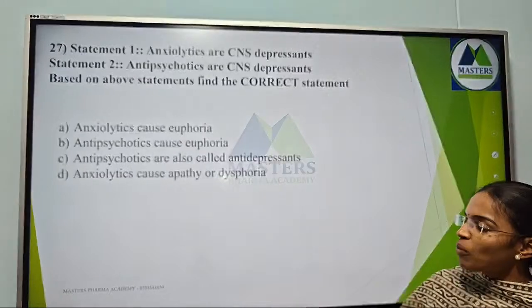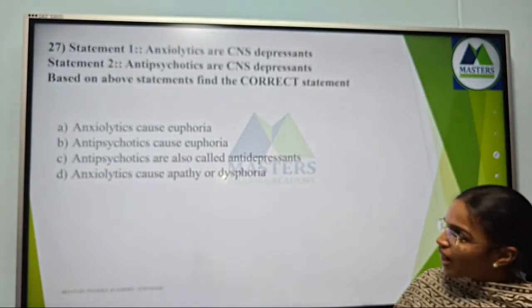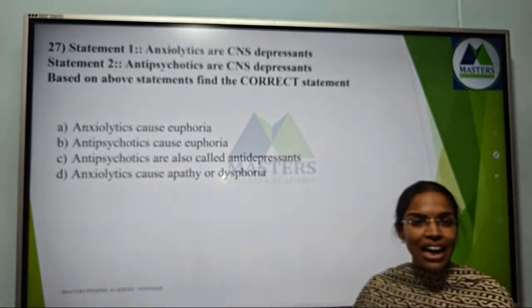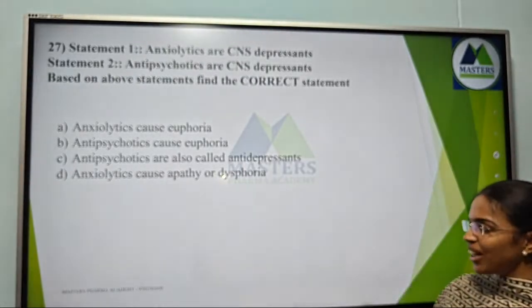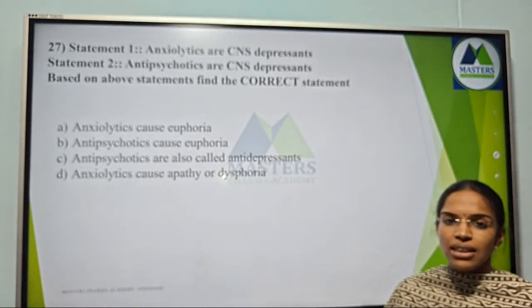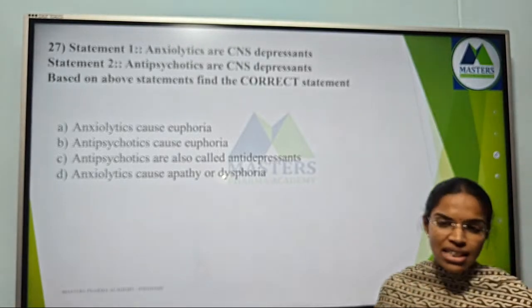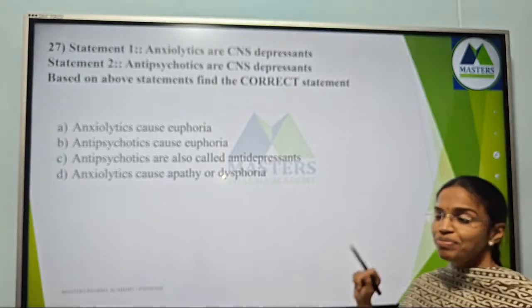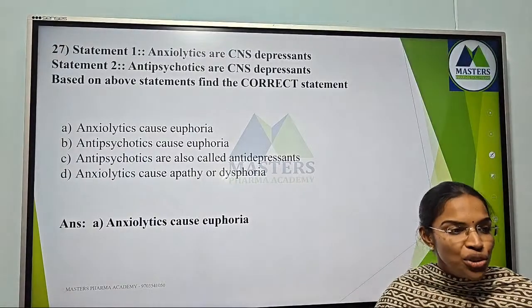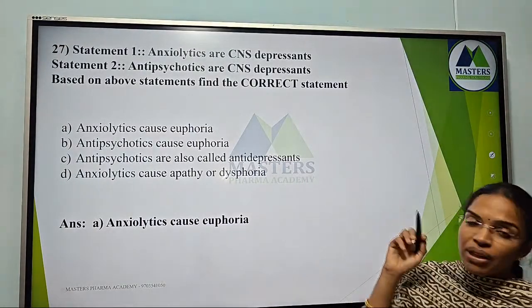Option A, anxiolytics cause euphoria, antipsychotics cause euphoria. Antipsychotics are also called antidepressants, and anxiolytics cause apathy or dysphoria. So these are the various options given. Which is the right answer? The right option is anxiolytics cause euphoria. That is the correct statement.